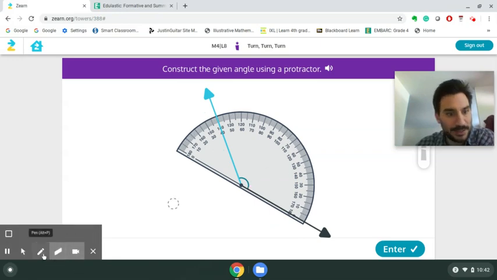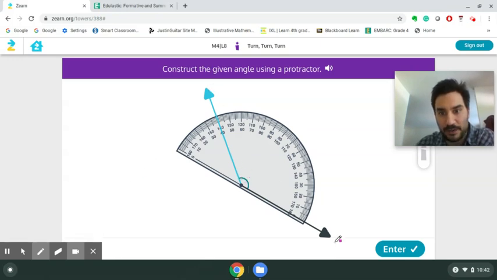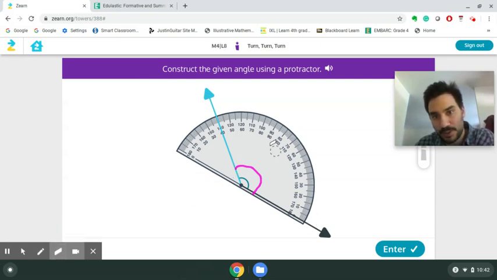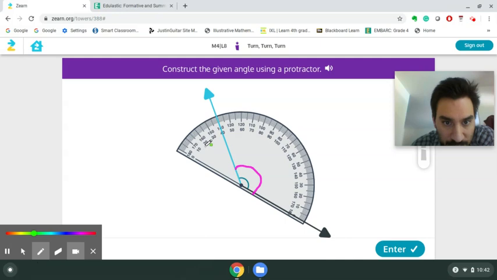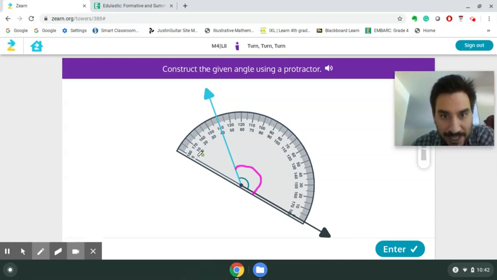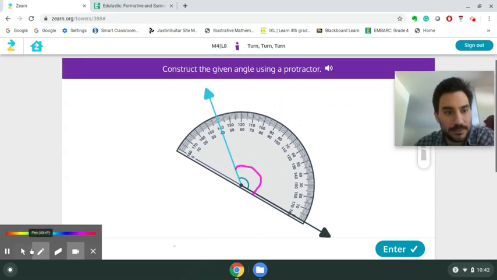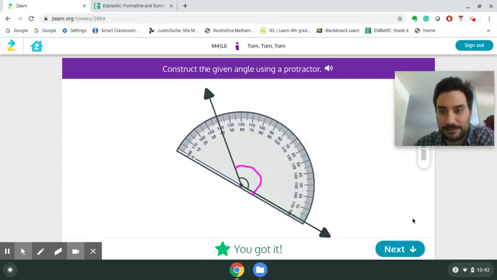Now, a lot of us on previous exit tickets, instead of measuring the angle between our rays, measured this angle. A lot of us measured this one. But this isn't an angle here. It's not between 2 rays. There's really nothing on this side. So make sure you're measuring the opening of your angle, okay? That's key. Otherwise, you're going to get an answer of 40 instead of 140. Let's see if this is correct. Nice job.